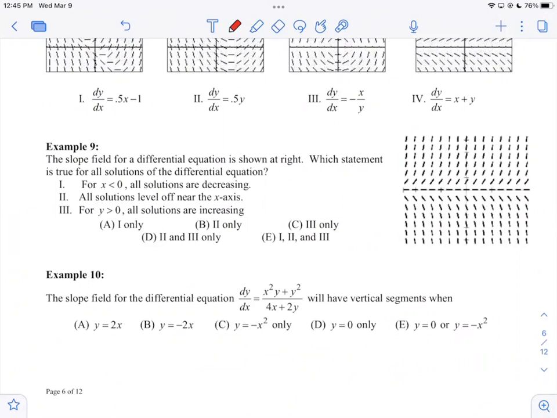Number nine, the slope field for the differential equation is shown at right. Do you see it? I see it. I spy a slope field. Which statement is true for all solutions of the differential equation? So these are fun types of questions. I call these the multiple choice questions, right? One, two, and three, and then it's combinations.